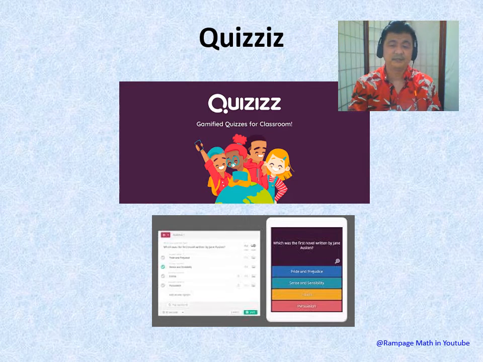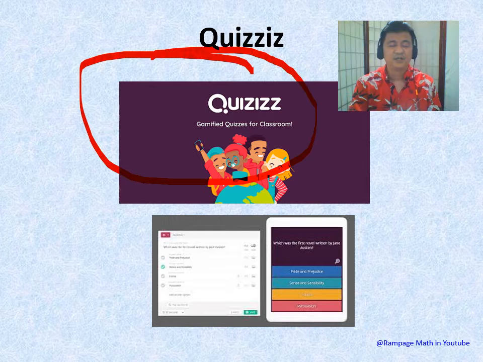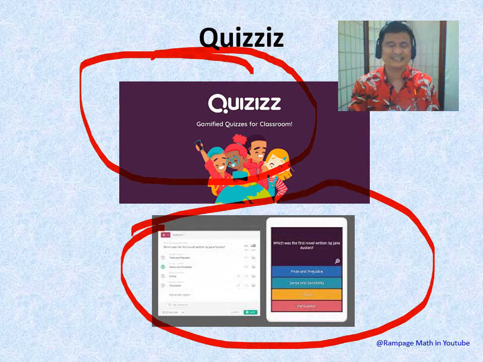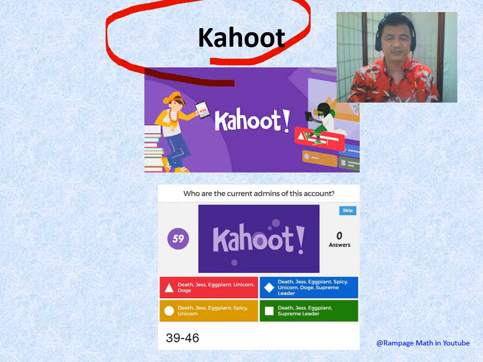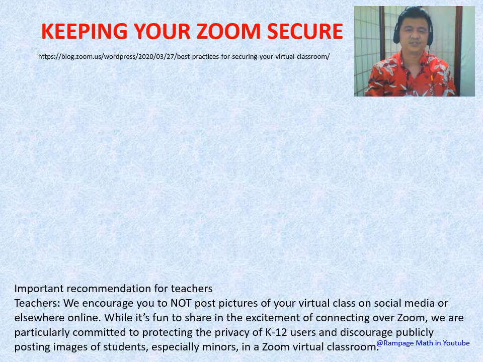Quizzes. Okay, give them a quick quizzes. 10 questions, 5 questions. It's like an exit ticket. Naintindihan ba? Just give them the link. Kahoot, ganun din. A few questions, give them a link, and then they answer the questions.